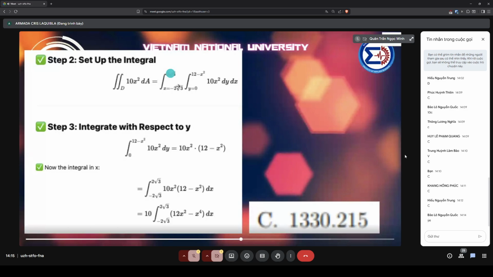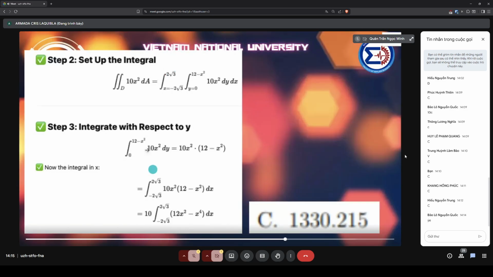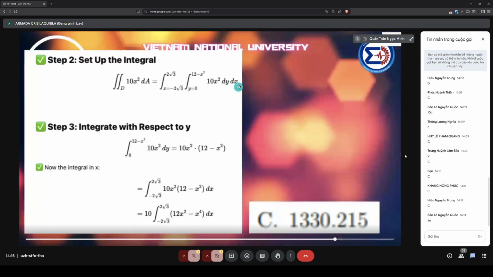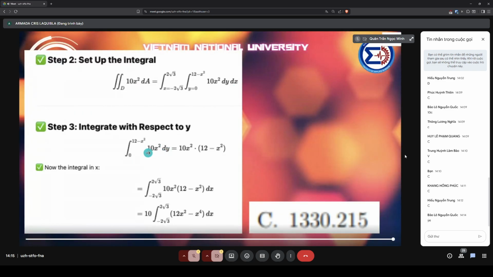Next, solving the inner integral, the function here contains x and this is dy. So what to do? The 10x squared is considered constant, correct? So just multiply y there, and then evaluate your y from 0 to 12 minus x squared. Now you substitute y there, it becomes 10x squared times 12 minus x squared.